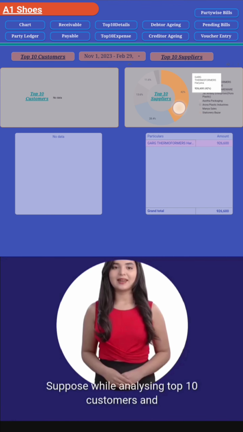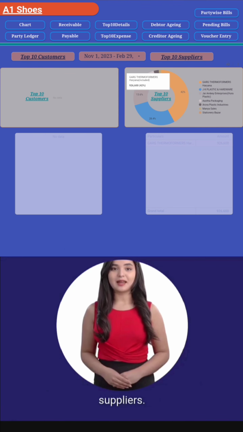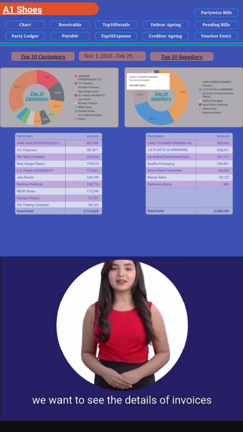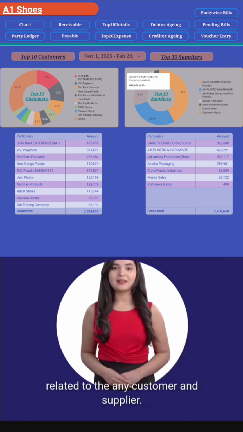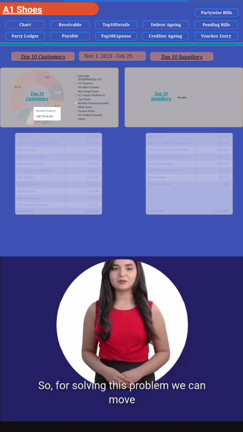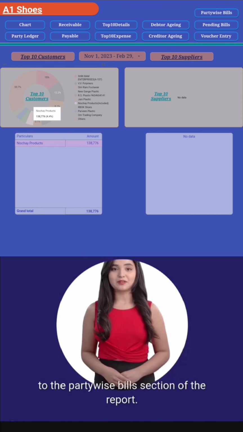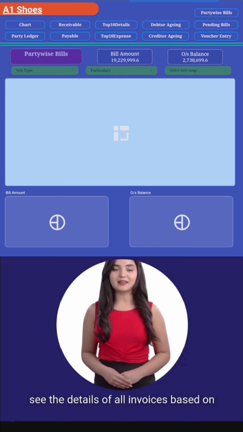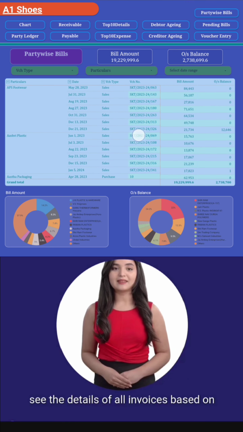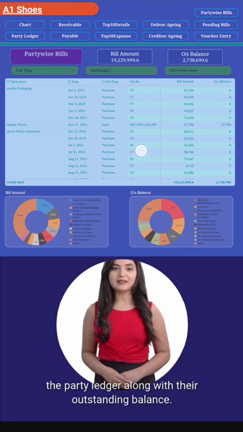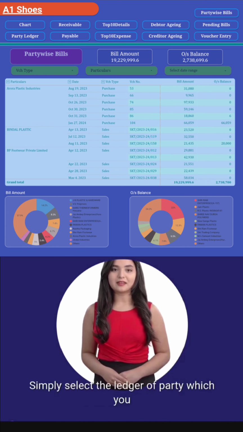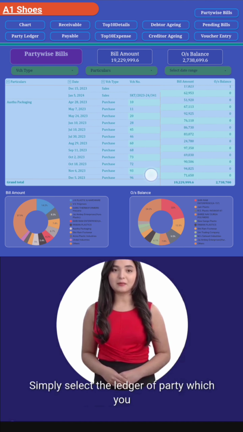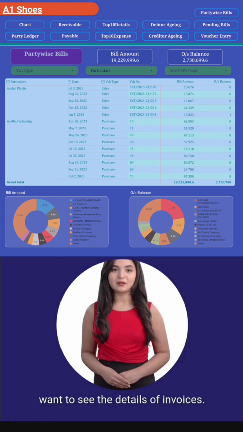Suppose while analyzing top 10 customers and suppliers, we want to see the details of invoices related to any customer and supplier. So, for solving this problem, we can move to the Partywise bills section of the report. In the Partywise bills section, we can see the details of all invoices based on the party ledger along with their outstanding balance. Simply select the ledger of the party which you want to see the details of invoices.